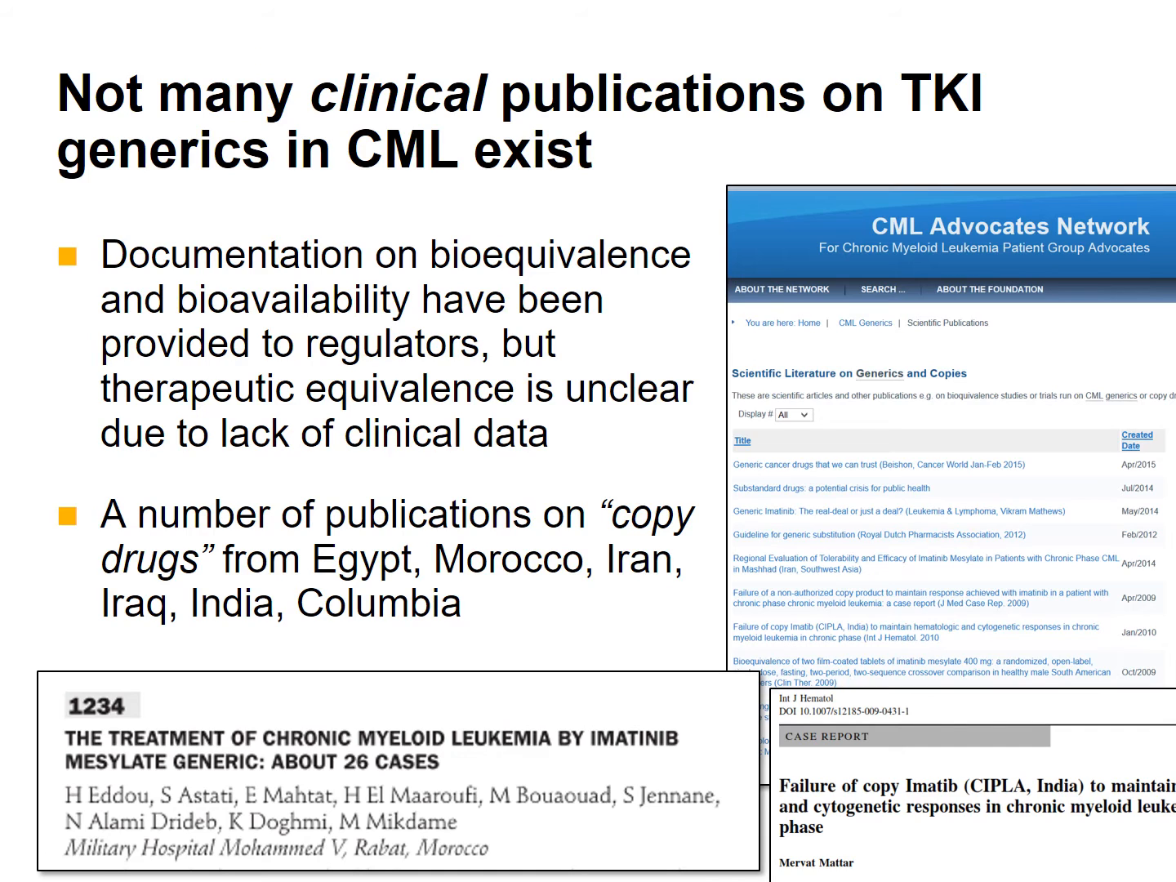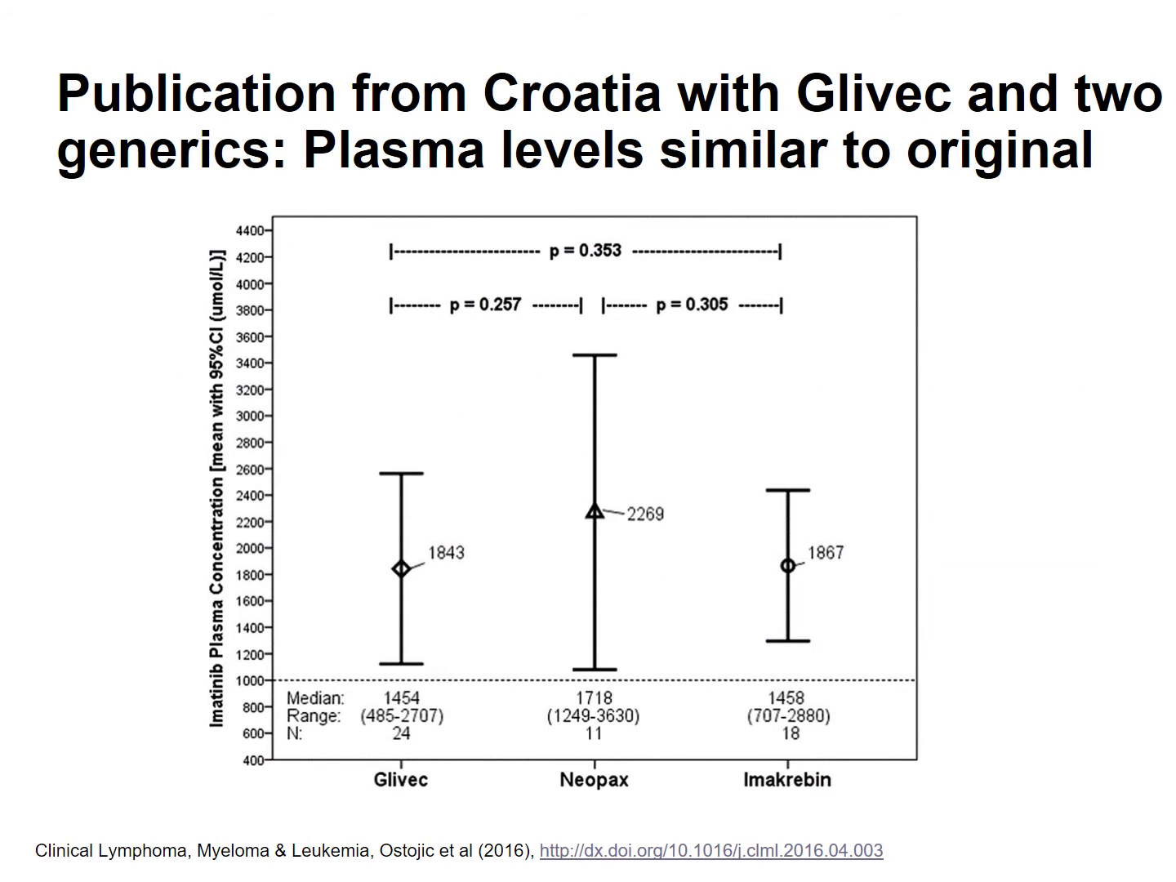For years, there have been a number of publications on copied drugs, for example, from Egypt, from Morocco, from Iran, from Iraq, from India, and from Colombia. And we have always listed these on the scientific literature list on CML Advocates Network, because we have a list of scientific publications on CML generics on cmladvocates.net. But I would like to highlight some publications that have come out in the past couple of months.